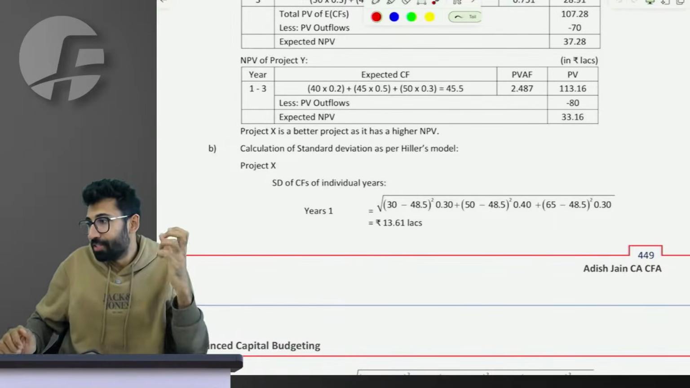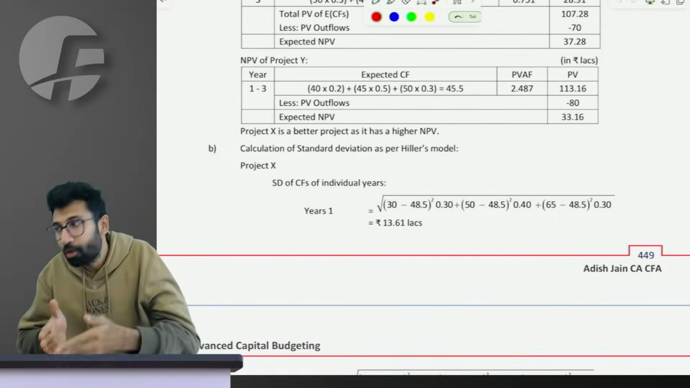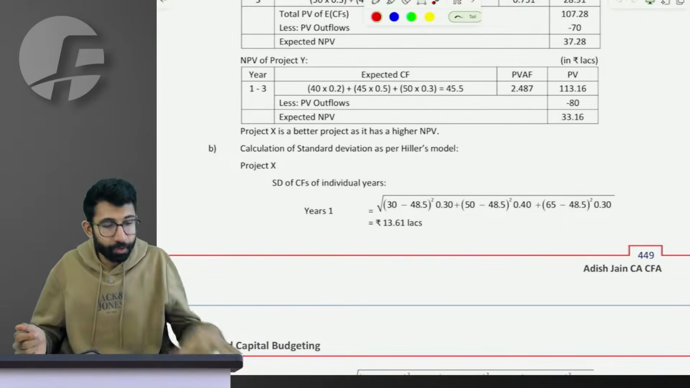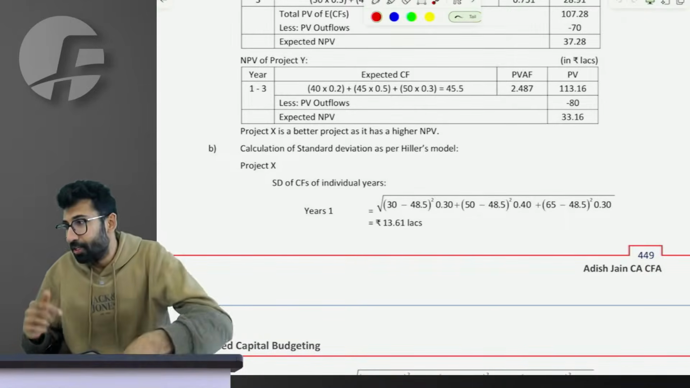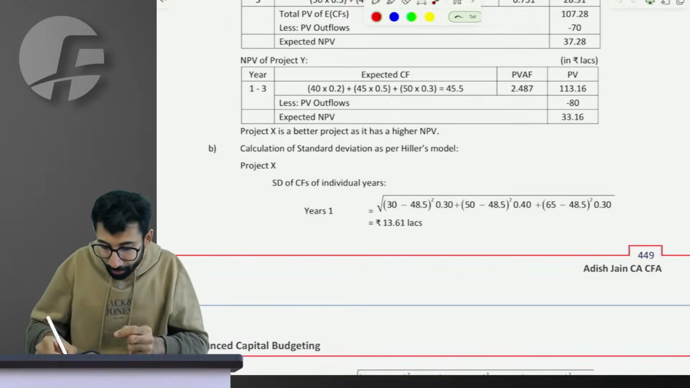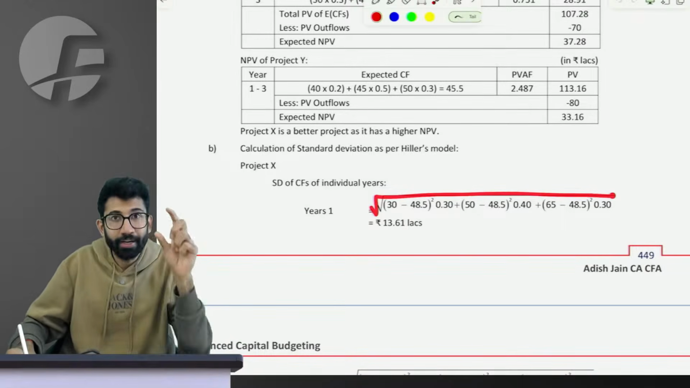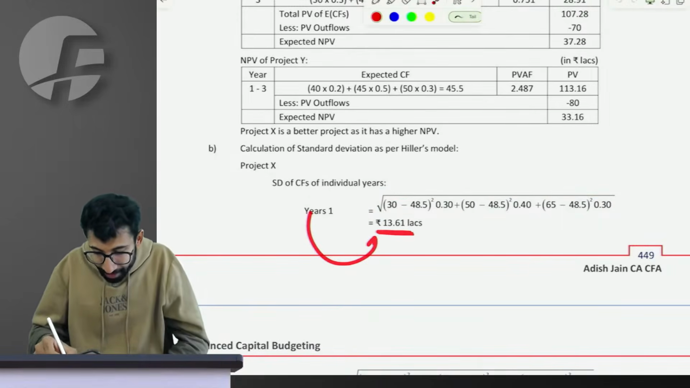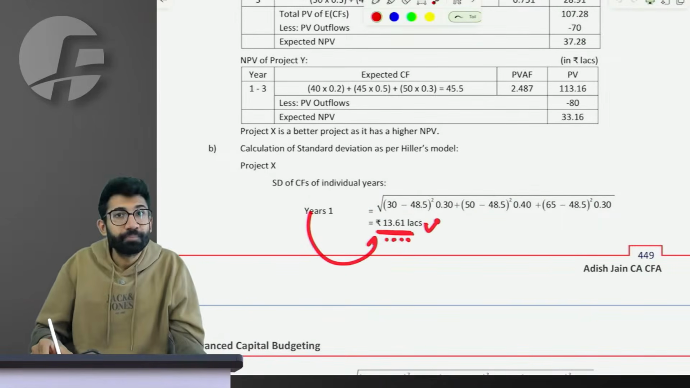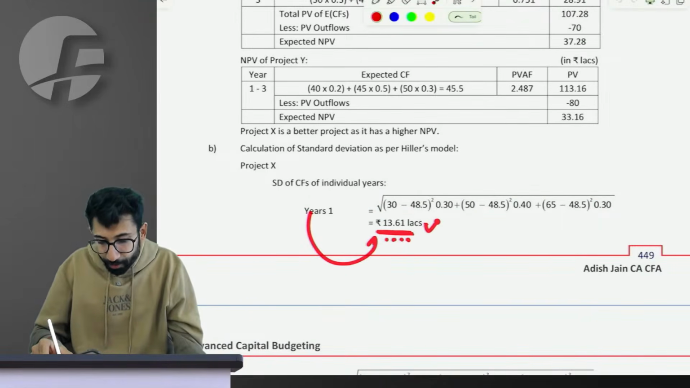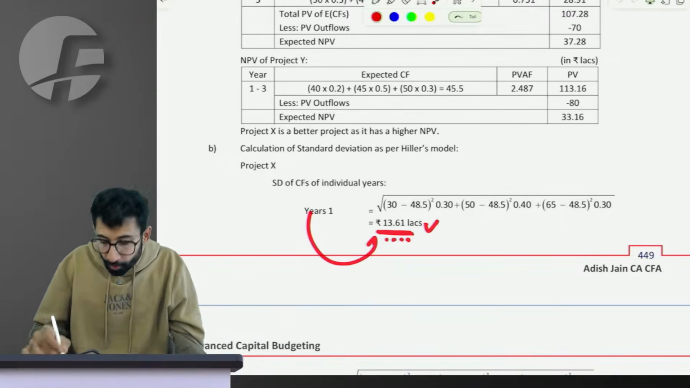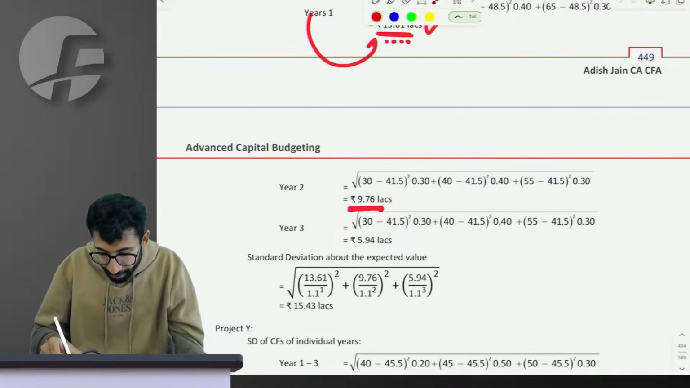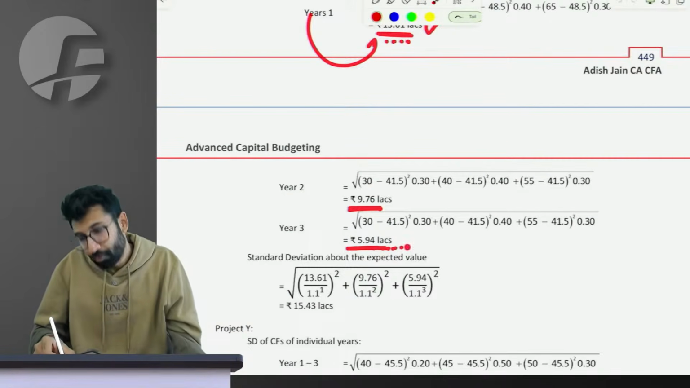Could you process that the particular table has been incorporated in this formula, and with this formula you can do it. So let's not solve it in the class right now. Let's accept that when you underroot that variance, it becomes a standard deviation. So for year 1, 13.61 is the SD. Similarly for year 2, 9.76 lakhs is the SD. Year 3, 5.94 lakhs is the SD.